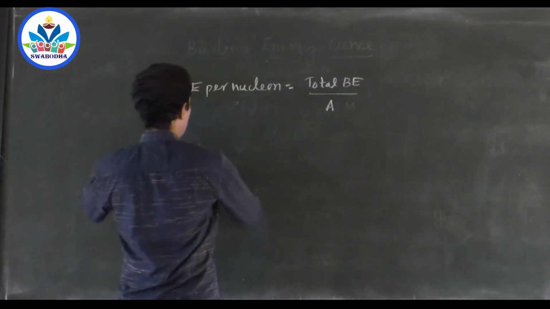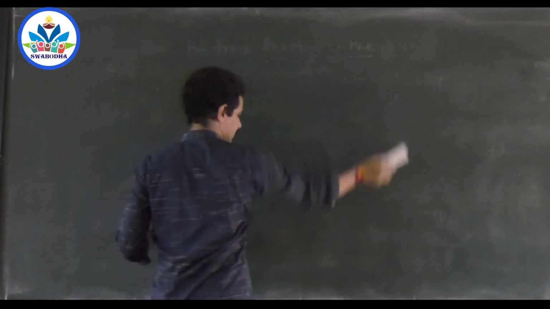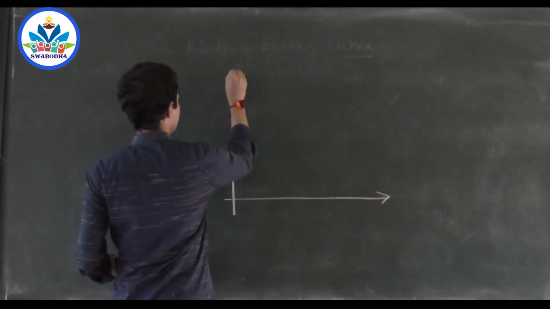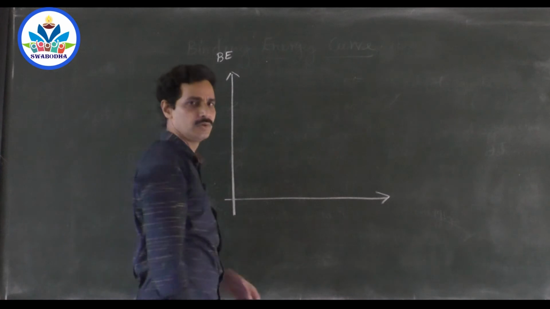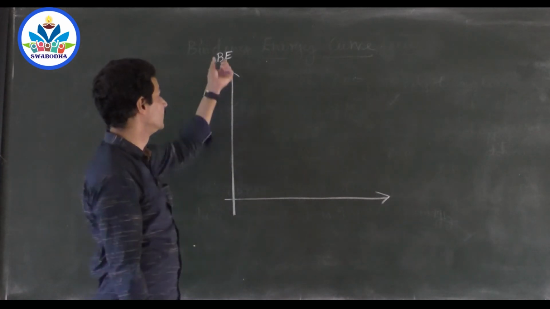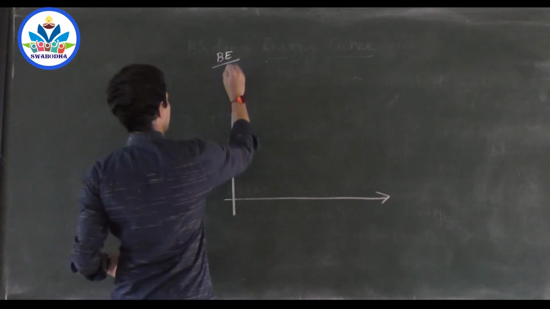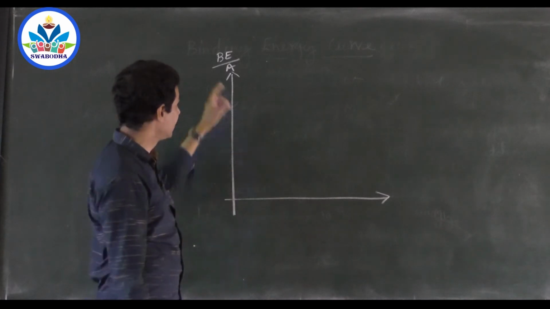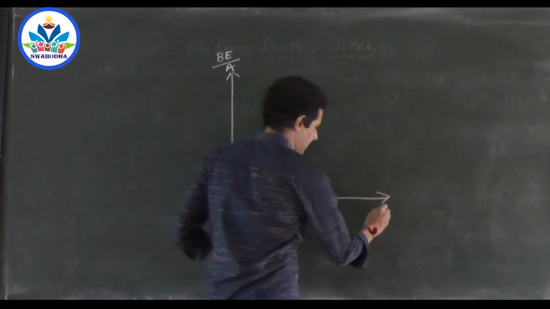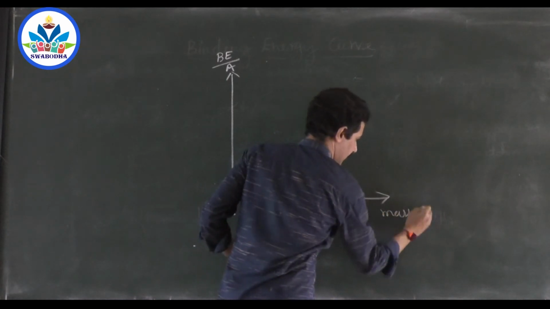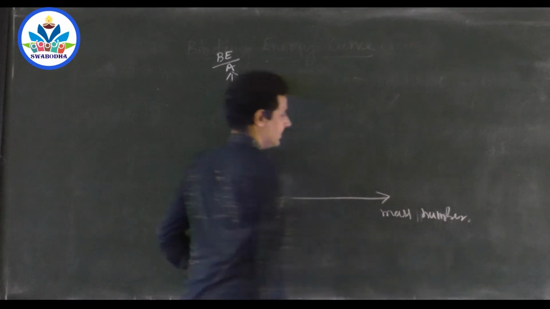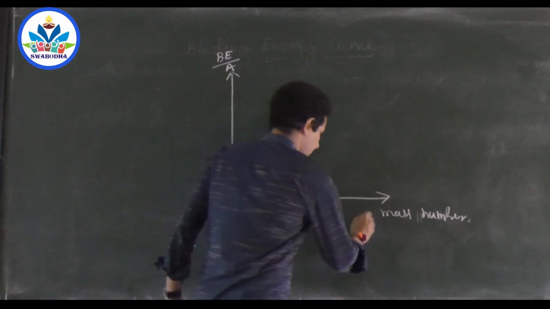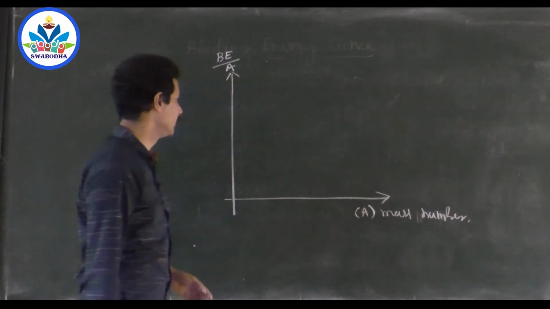If you draw a graph of binding energy per nucleon, this is the area where you usually go wrong. You do everything properly in the examination, but you forget to write binding energy per nucleon here. You simply write binding energy. That is very much wrong, and you will lose all the marks. The axes are binding energy per nucleon and mass number. Sometimes you write it as atomic number. That is also wrong.